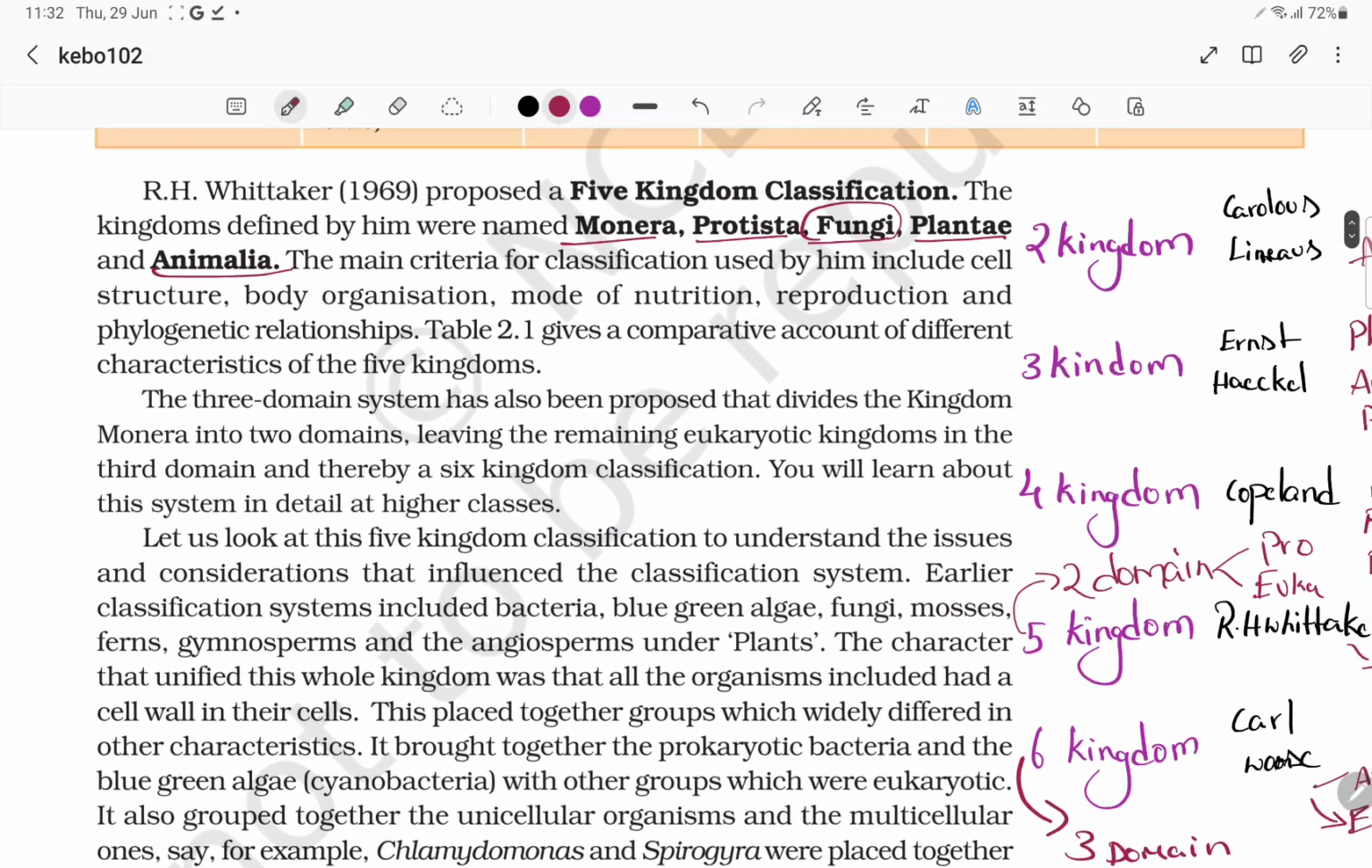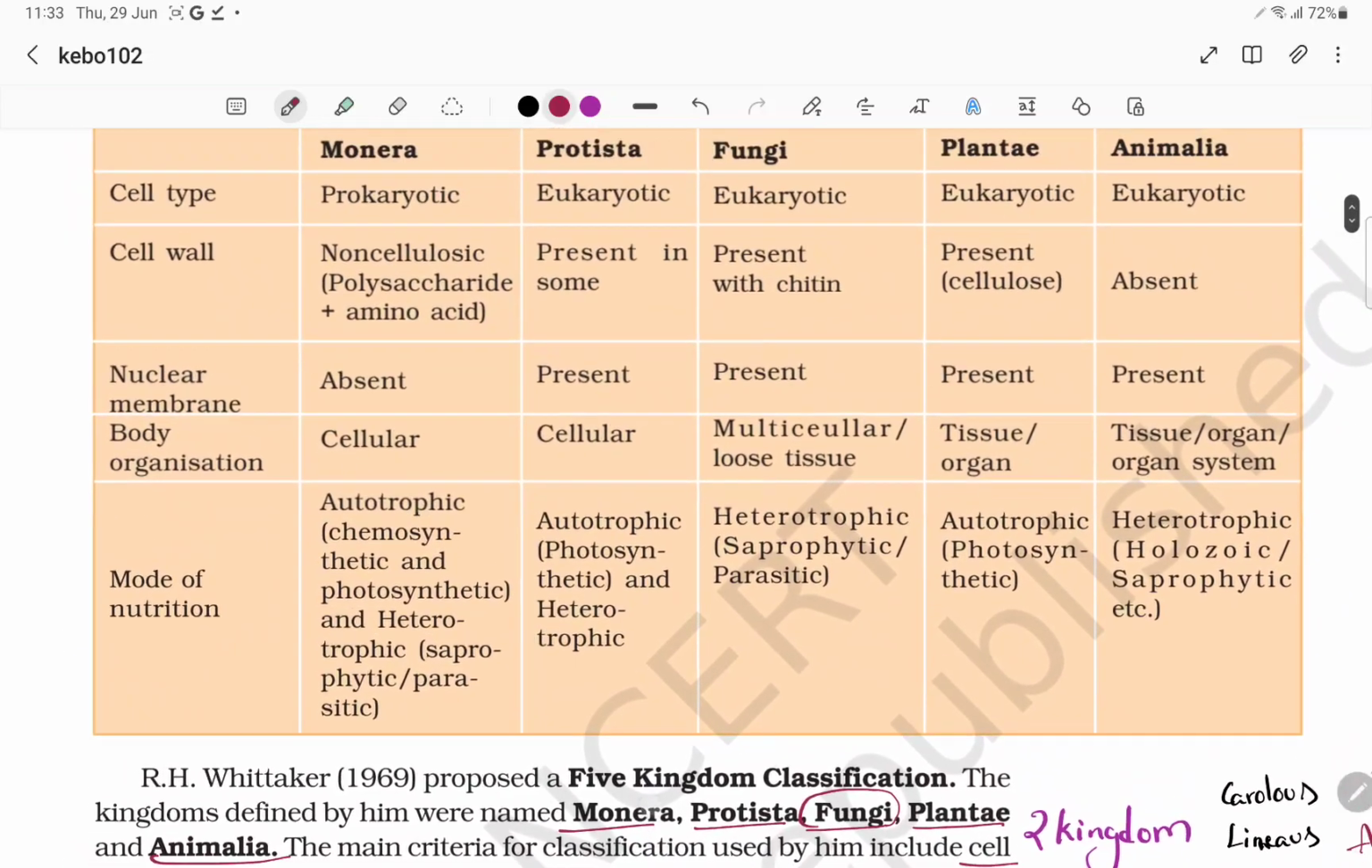So let's talk about the classification criteria he used: the cell structure, and the body organization as well, meaning unicellular or multicellular. We have the mode of nutrition, mode of reproduction and phylogenetic relationships. A comparative account of the characteristics of the 5 kingdoms is given in the table here.